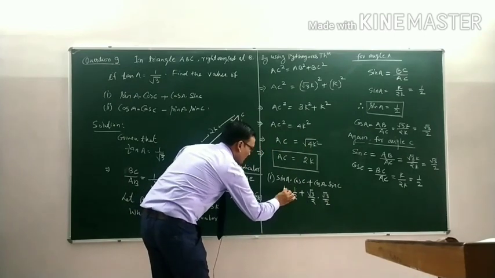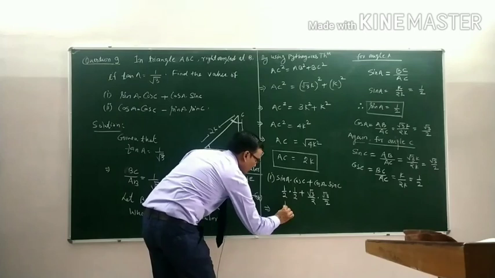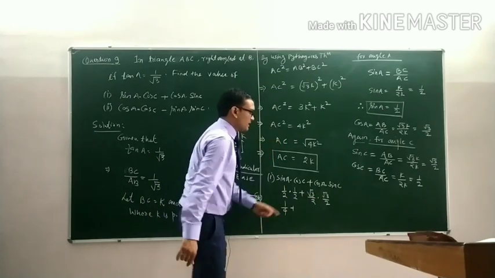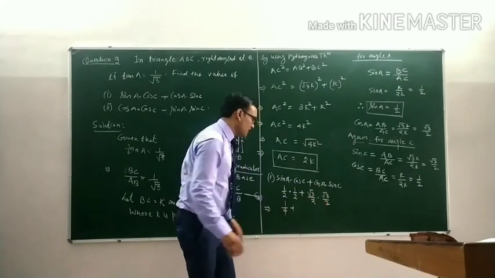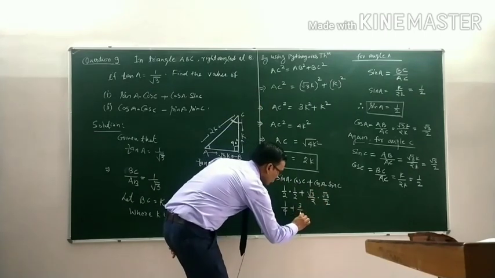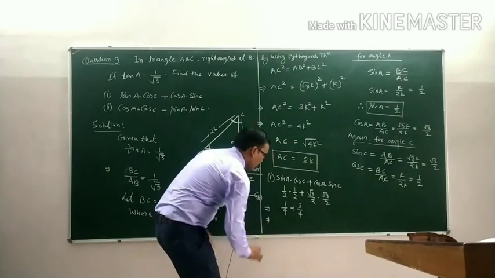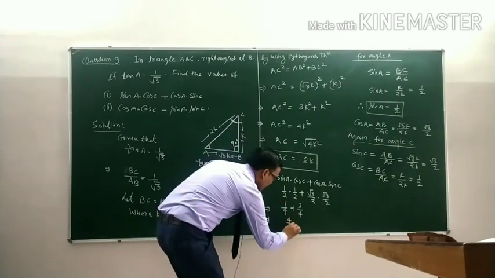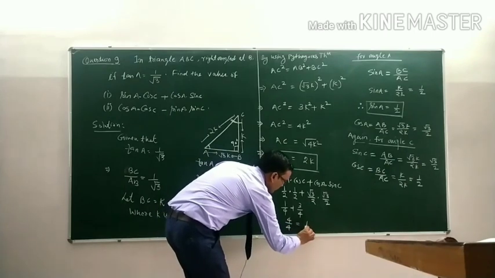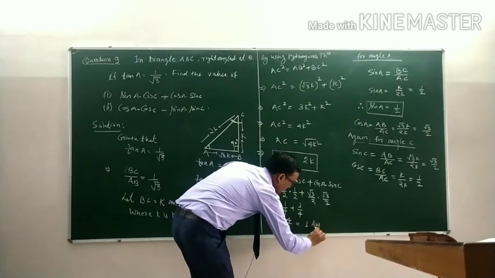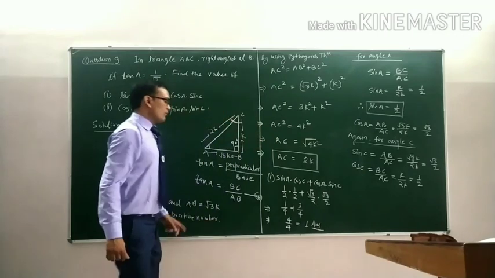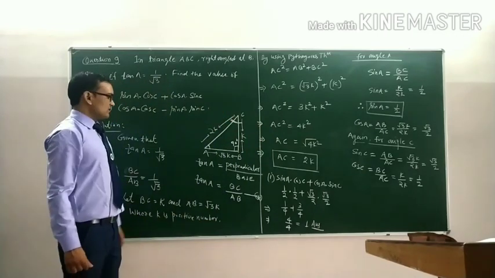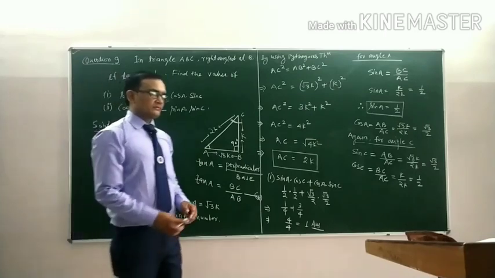This implies that 1 by 2 multiplied by 1 by 2 is 1 by 4, plus square root 3 by 2 multiplied by square root 3 by 2 is 3 by 4. 1 by 4 adding 3 by 4 is 4 by 4. This equals 1. Your answer of the first part is 1. Again we find the second part.